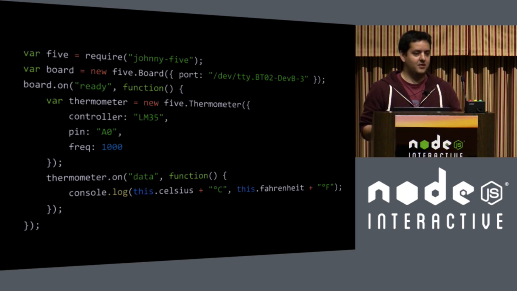And here's an example of how you would implement a temperature sensor with Johnny-Five. You would just create the board specifying on which port the serial link connection has been established. When the board is ready, you create a thermometer object specifying which type of sensor you are using. And then you're able to receive the data event and do stuff with the temperature. I think it can't get much easier than this.